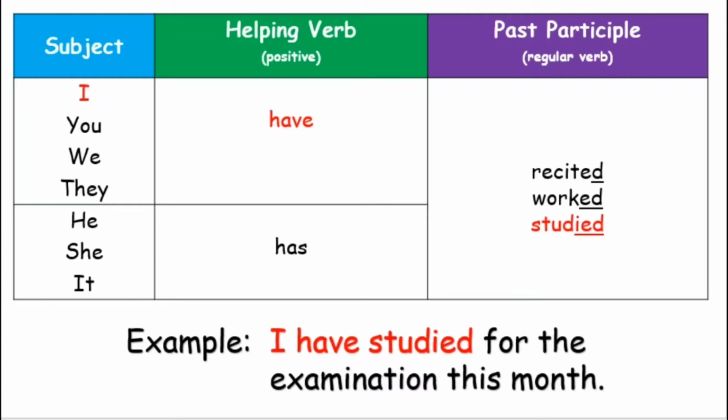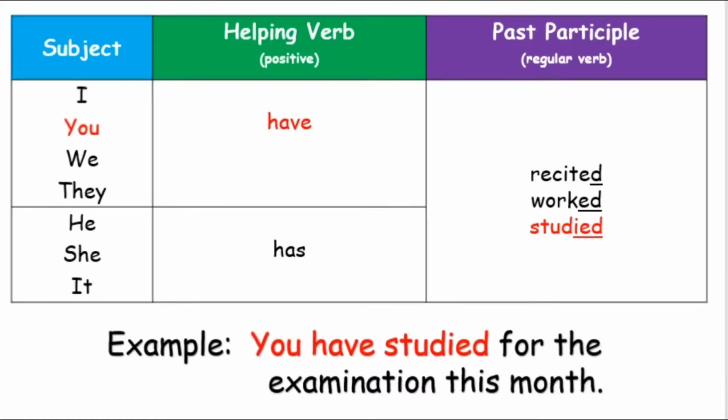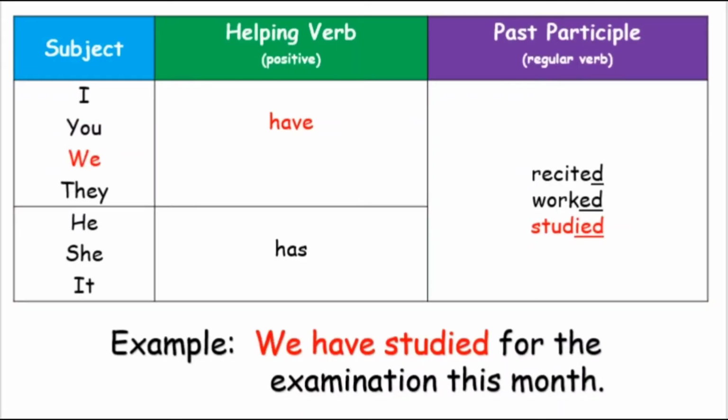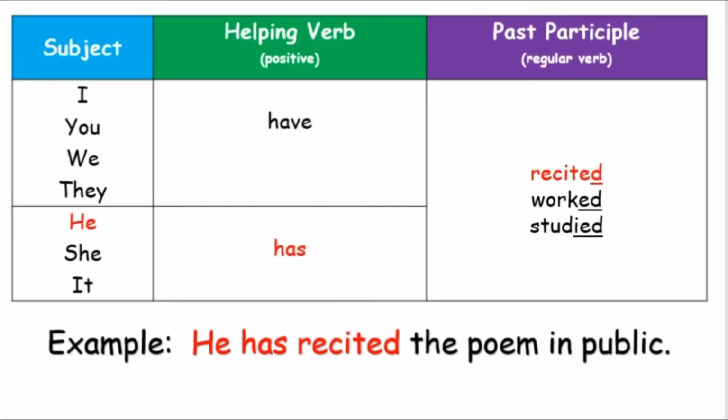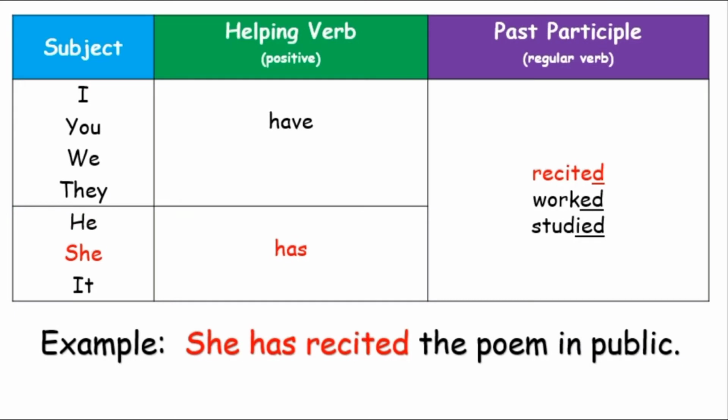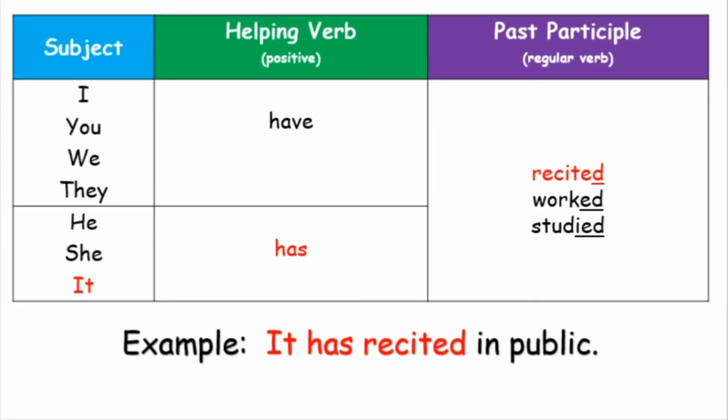I have studied for the examination this month. You have studied for the examination this month. We have studied for the examination this month. They have studied for the examination this month. He has recited the poem in public. She has recited the poem in public. It has recited in public.